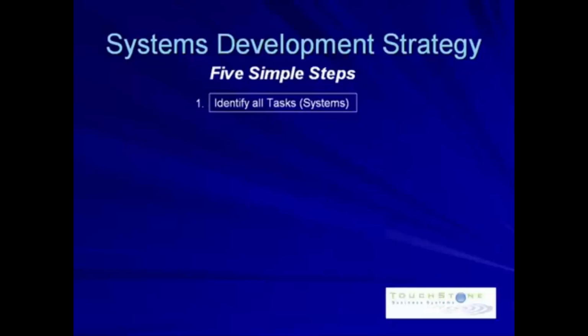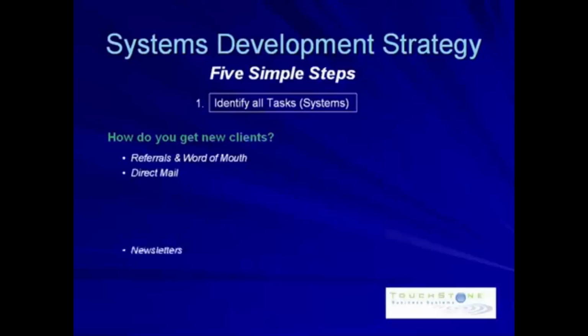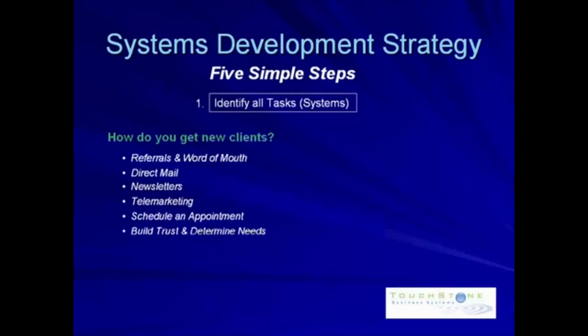For example, ask yourself, how do we get new clients? Your answer might be, well, word of mouth, referrals. We do some direct mail. We do a monthly newsletter. And we do some cold calling. When we reach a qualified prospect, or when they contact us, we schedule an appointment so we can start building a relationship and determine their needs and their pain. Then we prepare an estimate, call them back, schedule another appointment to present the proposal, and then we close the sale or continue with a following up process.